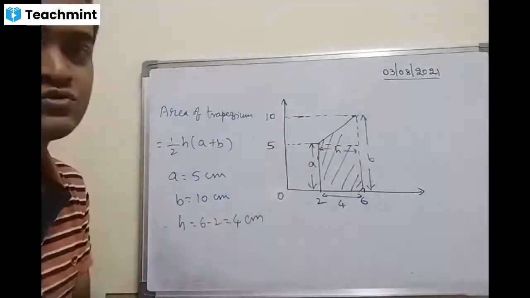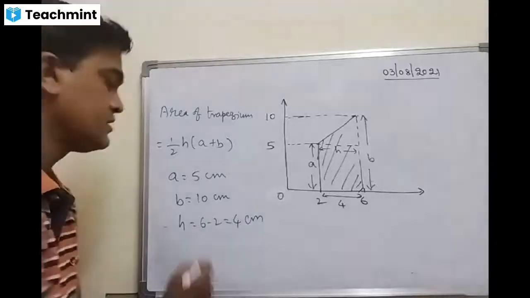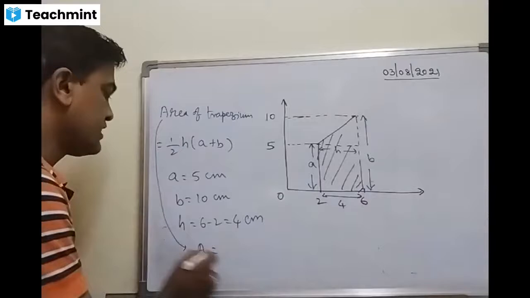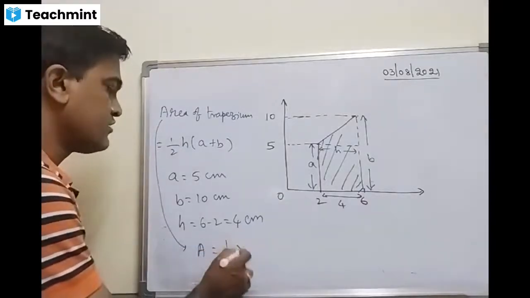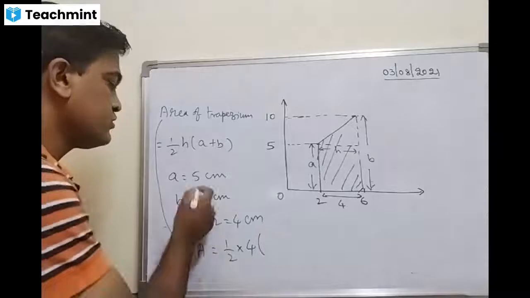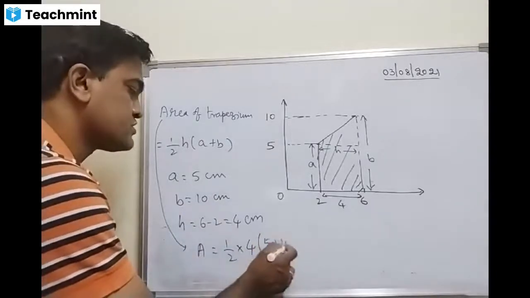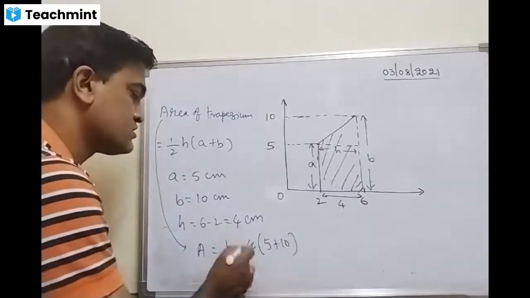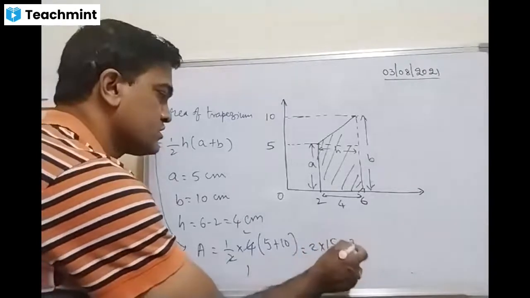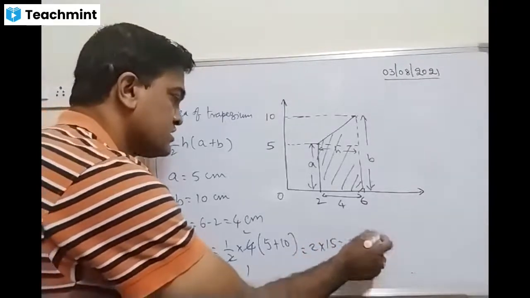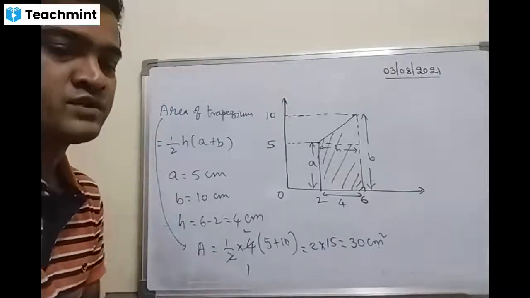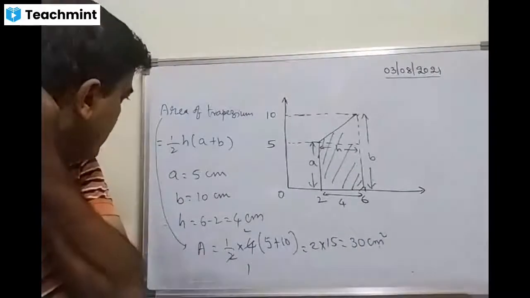If I ask you to find the value of the area, then the area becomes half into H, which means half into 4, into A plus B, 5 plus 10. Two twos are 4, so 2 into 15 is equal to 30 centimeter square. 30 centimeter square is the area of the trapezium.